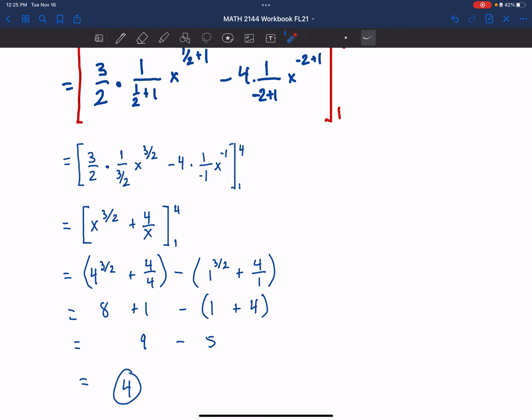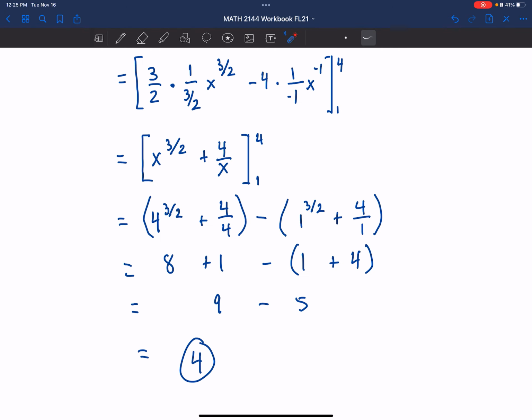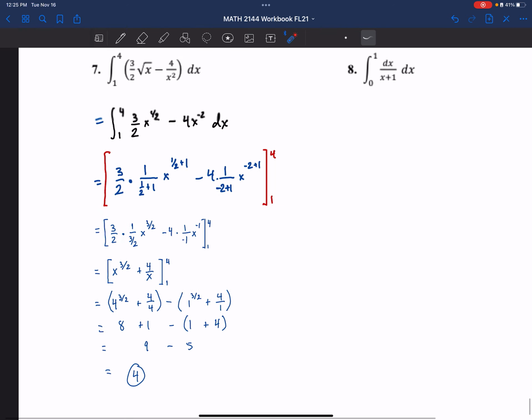From here, remember that 4 to the 3/2 power is the same thing as the square root of 4, all cubed. So the square root of 4 is 2. Cubing it gives us the 8. 4 over 4 is 1. So there's the 9. And this is 1 and this is 4. So we end up with 9 minus 5, which is ultimately just 4. So any questions on number 7?